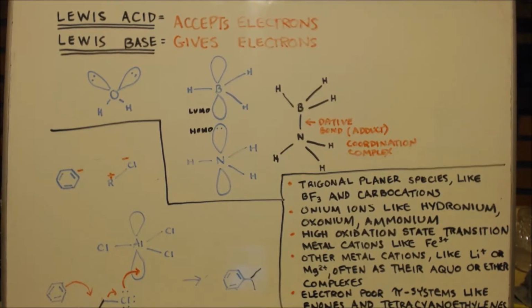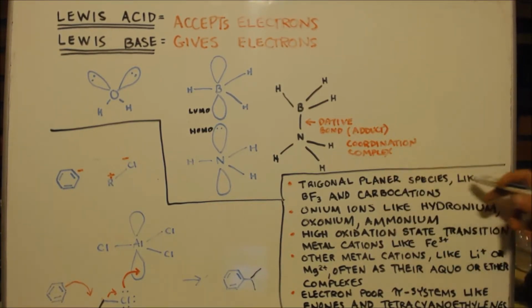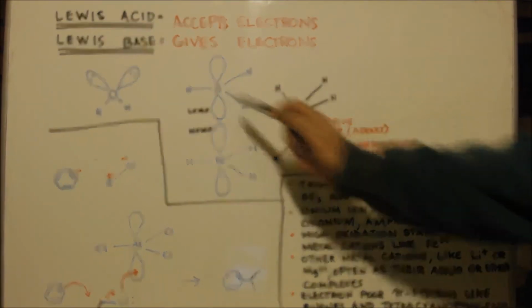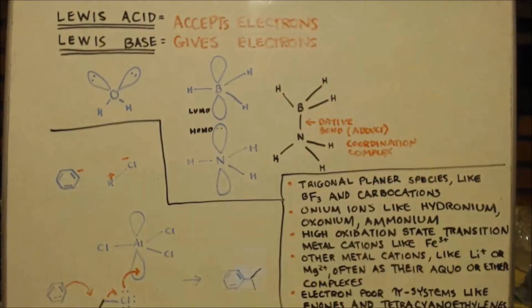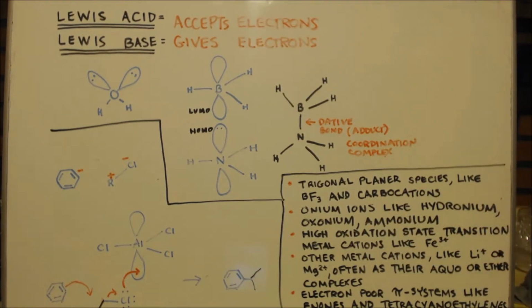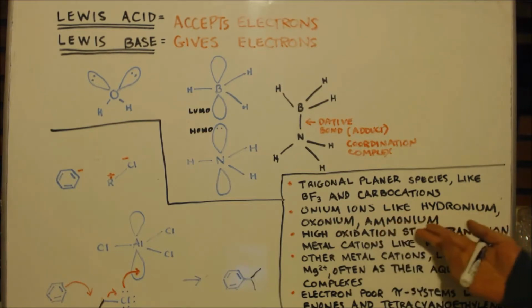The last thing I wanted to go over is these are your basic types of Lewis acids. I don't expect you to understand all of them if you're a beginner, but maybe in the future you might want to come back to this and look. Trigonal planar species like BF3, carbocations, BH3, aluminum chloride, they're examples of trigonal planar. Oxonium ions, you might say, what's that? It's just basically a positive ion, like hydronium, H3O+, oxonium, ammonium, a lot of people know ammonium.